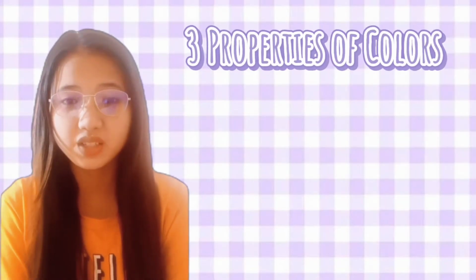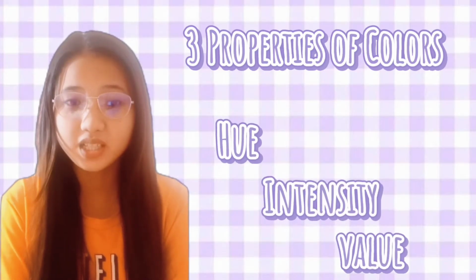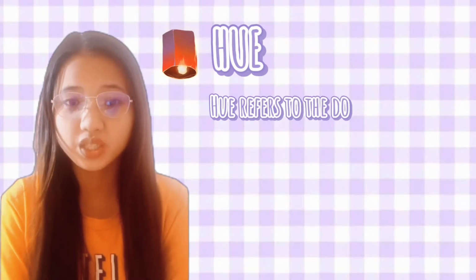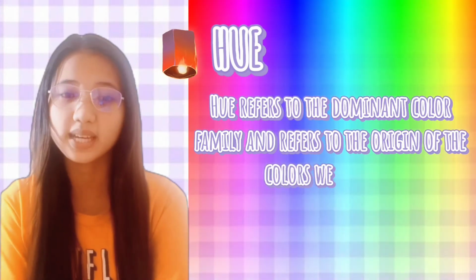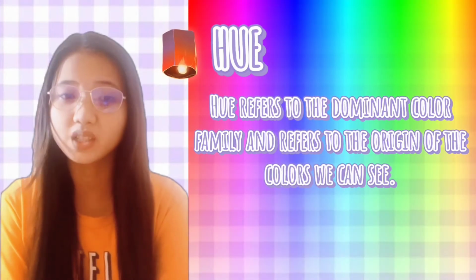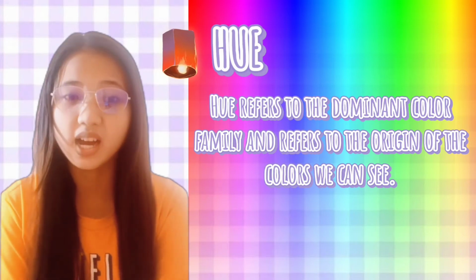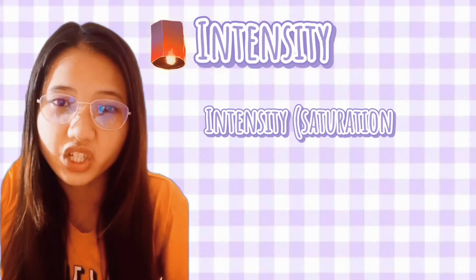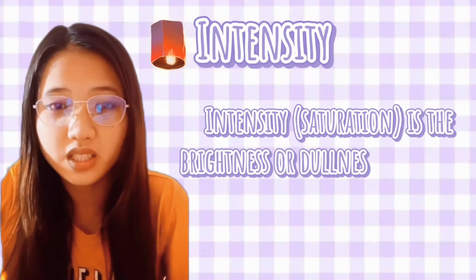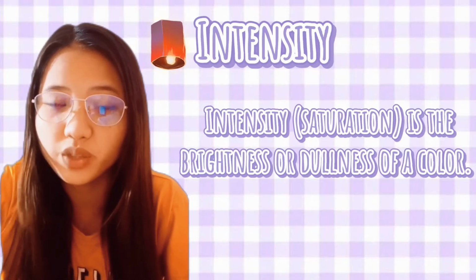There are three properties of colors, which are hue, intensity, and value. First, hue refers to the dominant color family and refers to the origin of the colors we can see. For example, yellow, orange, red, violet, blue, and green, and so on are considered hues. Second is intensity, also called chroma or saturation, which means the purity or dullness of a color. A color's purity is determined by whether it has been mixed with other hues.